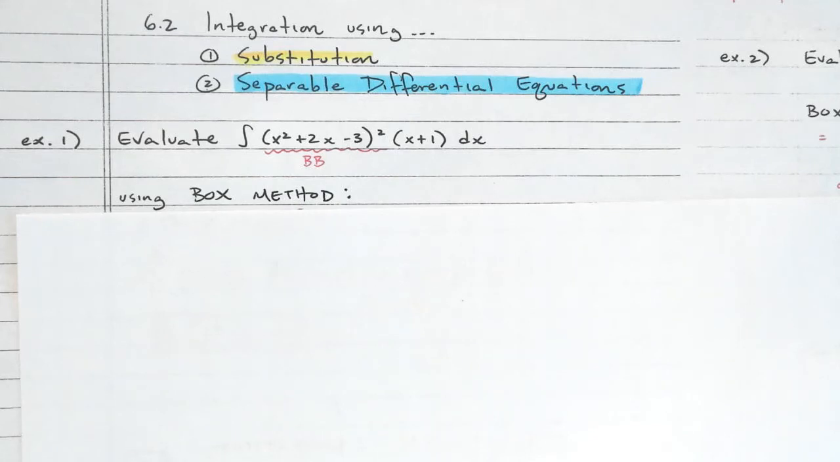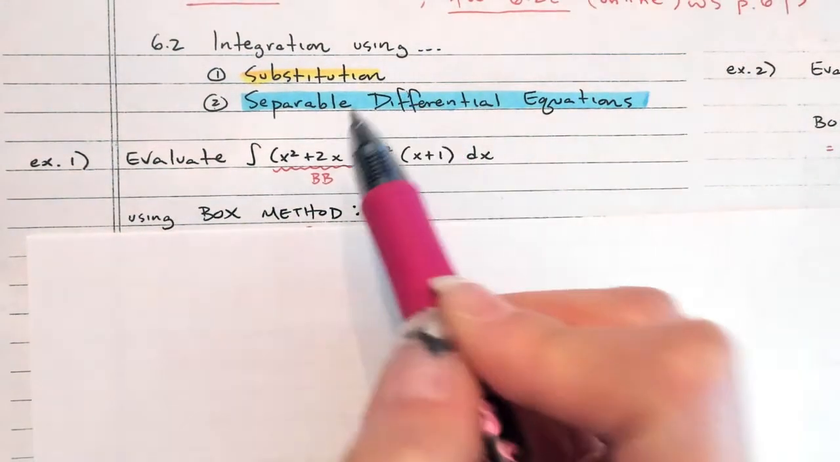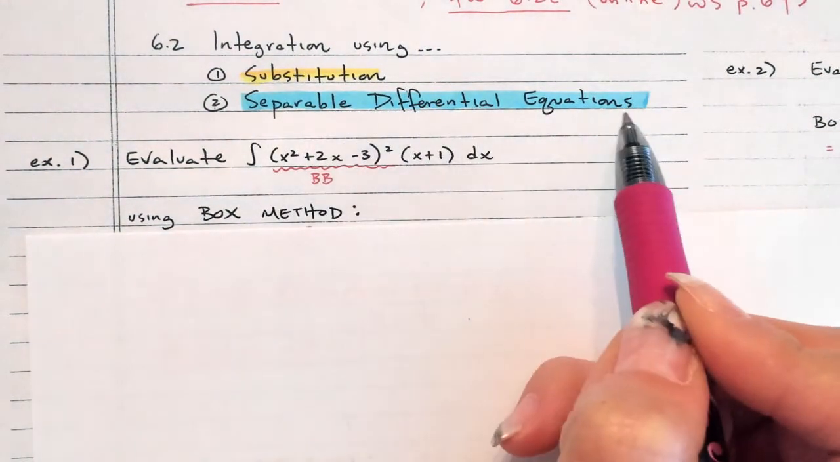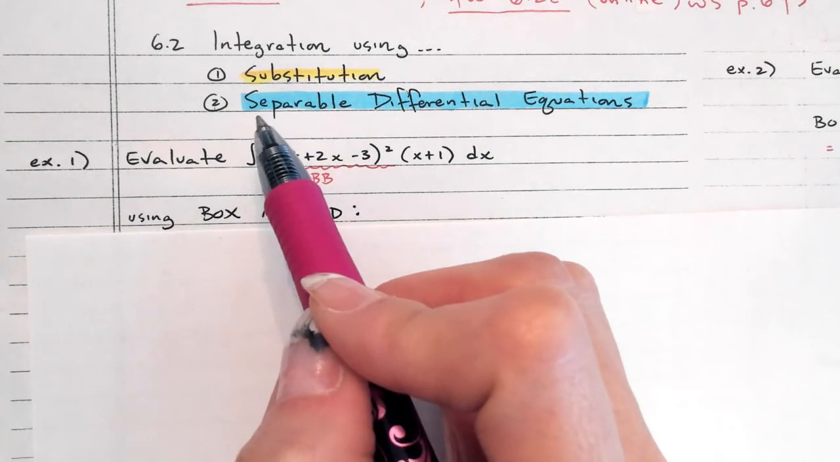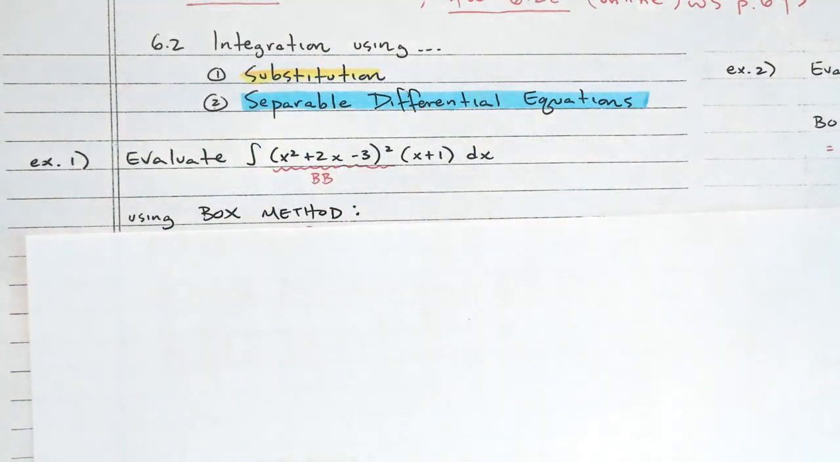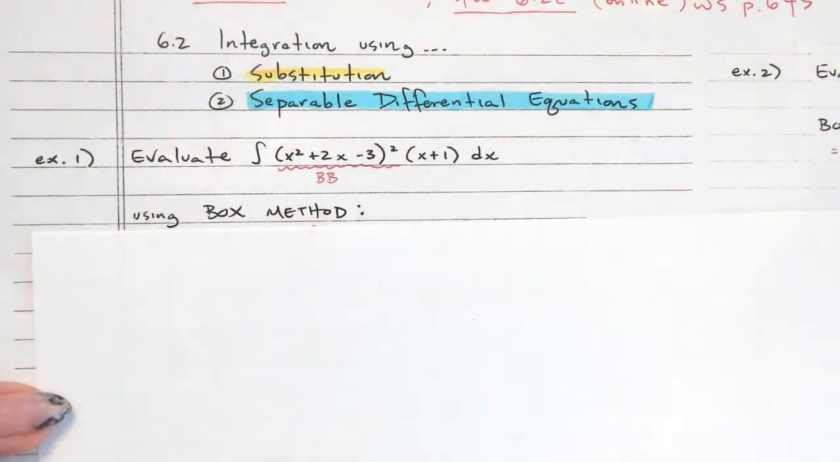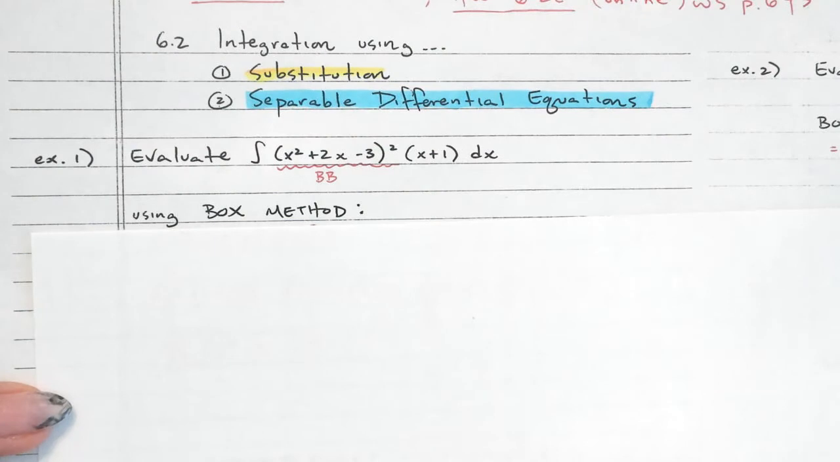Okay, so 6.2, integrating using substitution, and then on the back, separable differential equations. This is actually called separable variables usually, and then I wrote that on the back with you guys. Okay, so number one, we did all of this together, so I'm just going to review this one if you need it, and then number 2 and 3 are new, right?